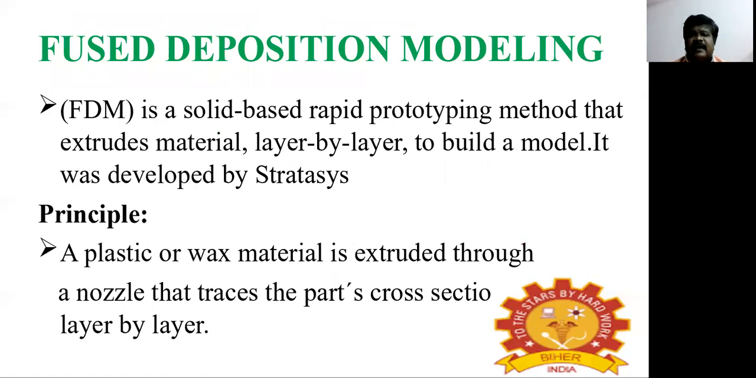Next comes the FDM, fused deposition modeling. In FDM, it is the solid-based rapid prototyping method. In the FDM process, this RP method will extrude the material layer by layer for building the model. This was basically developed by Stratasys. The principle here is that a plastic or wax material we can extrude through the nozzle, so that will trace our part's cross section, layer by layer.